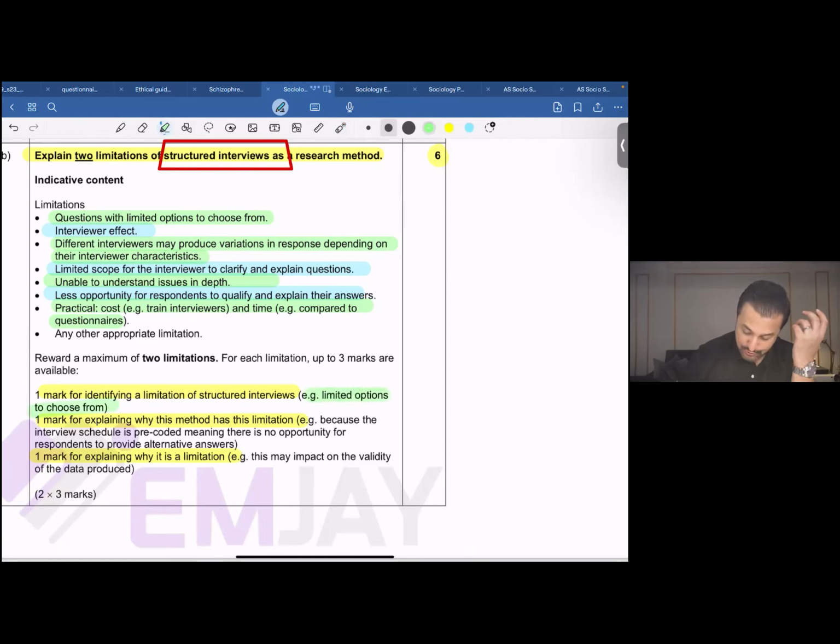If you're using the point, there are limited options to choose from because the interview schedule is pre-coded, meaning there is no opportunity for respondents to provide alternative answers. This may impact on the validity of the data that is being produced. So again, the sociological material over here is this word pre-coded.